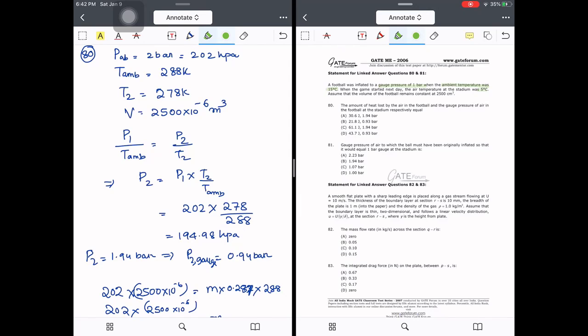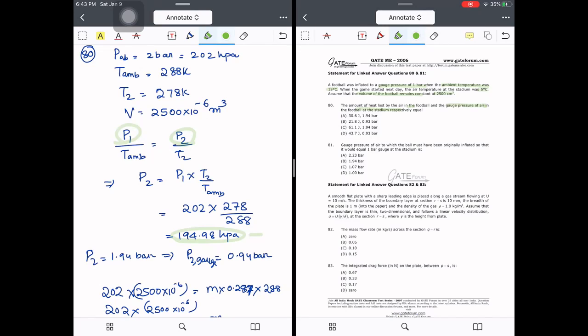Now question number 80. A football is inflated to a gauge pressure of 1 bar when the ambient temperature was 15 degrees centigrade. When the game started next day, the air temperature of the stadium is 5 degrees centigrade. Assume the volume of the football remains constant, at 2500 centimeter cube. So this is actually a constant volume question. When there is constant volume, pressure is directly proportional to temperature. What we need to calculate is the amount of heat lost by the air in the football and the gauge pressure of the air in the football at the stadium.